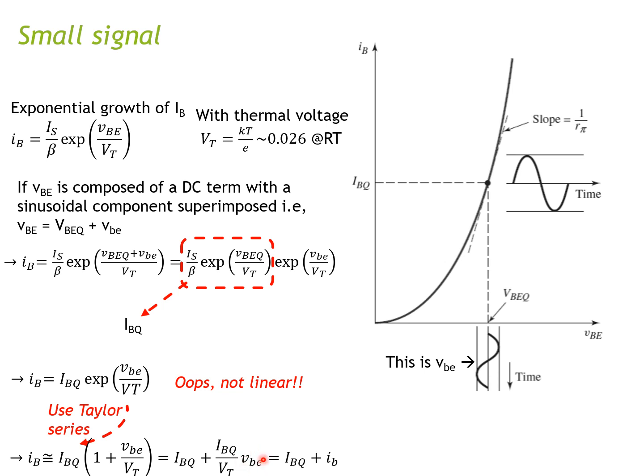Okay, you can also write it again like, okay, with the ib small b, and basically ib is technically just this whole group here, like ib equals IBQ over VT multiplied by vbe. But in summary, you can express IB in terms of a linear relationship to VBE. Okay.